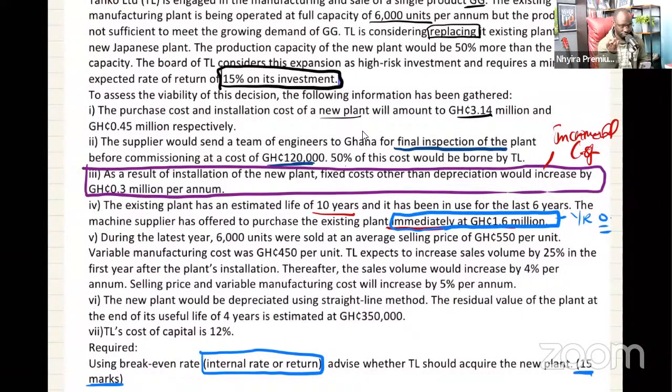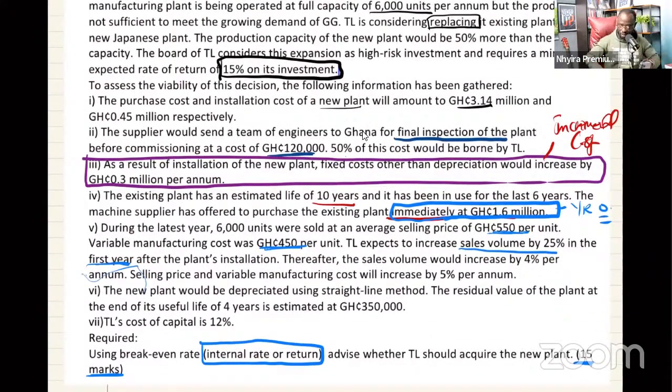Note V. During the latest year, 6,000 units were sold at a selling price of $550 per unit. Please stay with me carefully. Variable manufacturing costs are 450 Ghana cedi per unit. TL expects to increase sales volume by 25% in the first year. So something is beginning to happen.